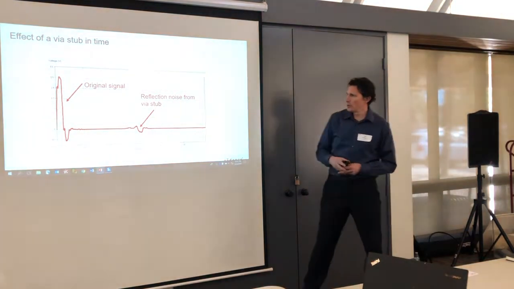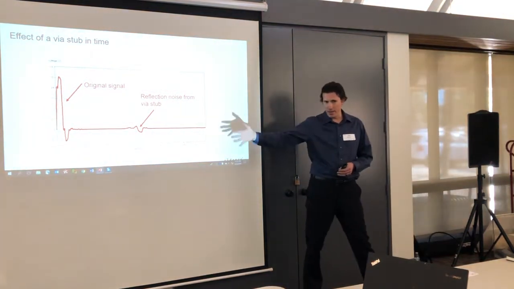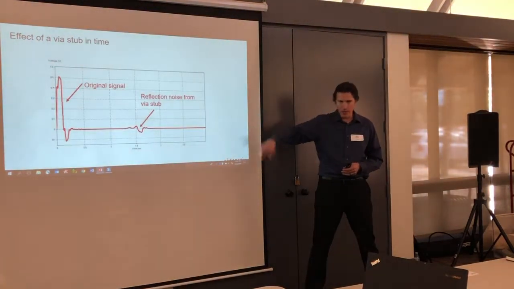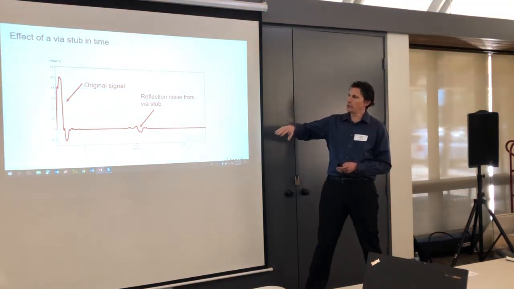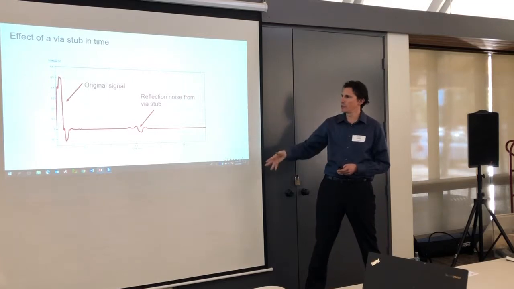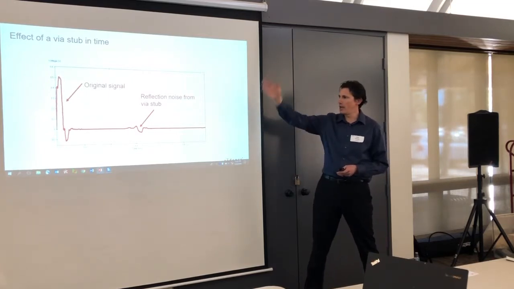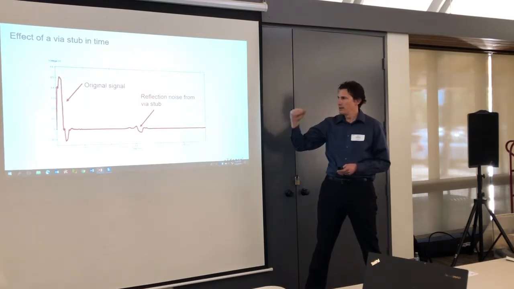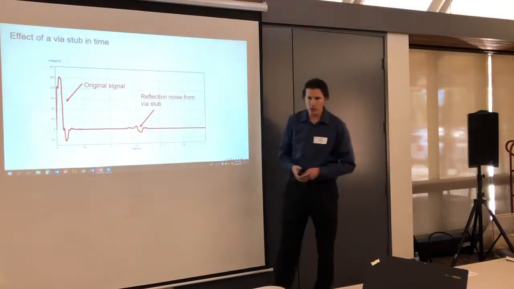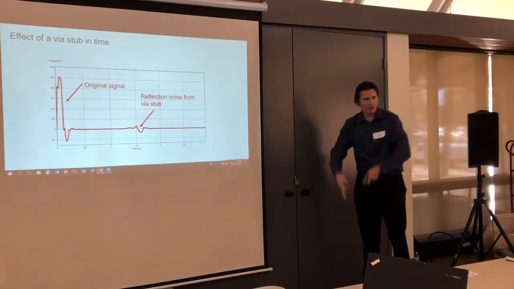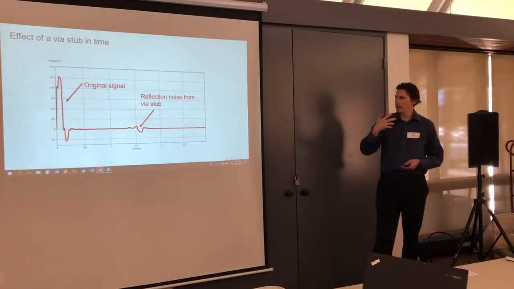So if you were to consider it in time, right, putting away the idea of it all being a bunch of EM waves for a second, if you just had a transition of what you wanted the original signal to be, going from a high to a low state, right? A few nanoseconds later, you're going to get some noise and some distortion on that signal from that extra energy being bounced back from that via stub and coming down the line.